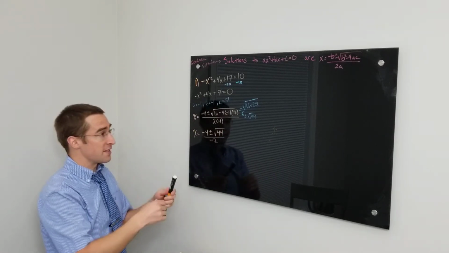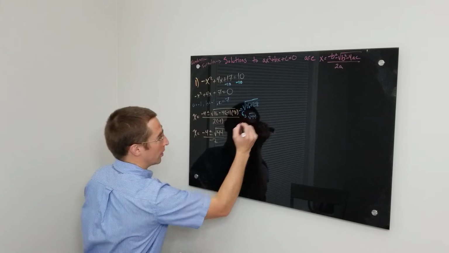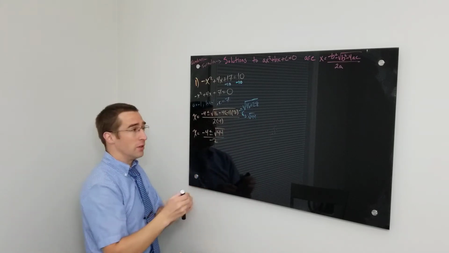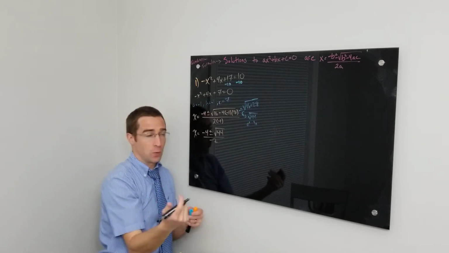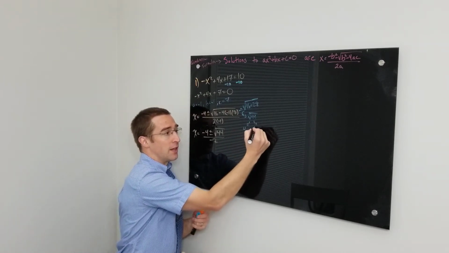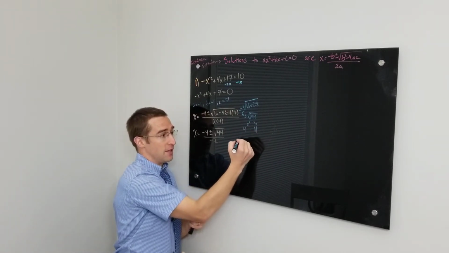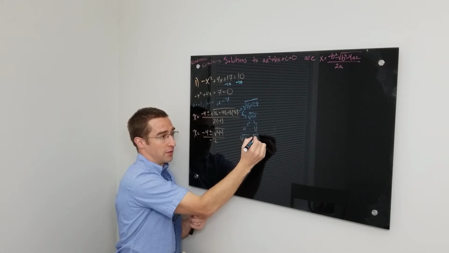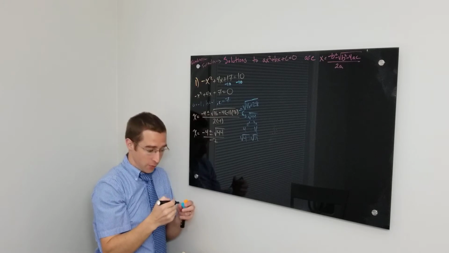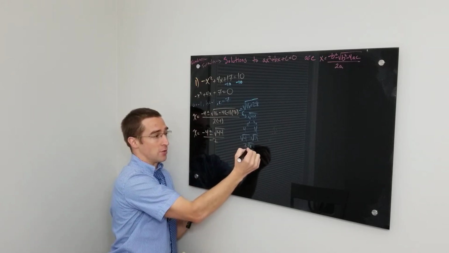So what we're going to do is simplify this square root of 44. Hey, 44 is what times what? It's 4 times 11. So this is the square root of 4 times the square root of 11. And what's the square root of 4? It's 2. So it's 2 square roots of 11.